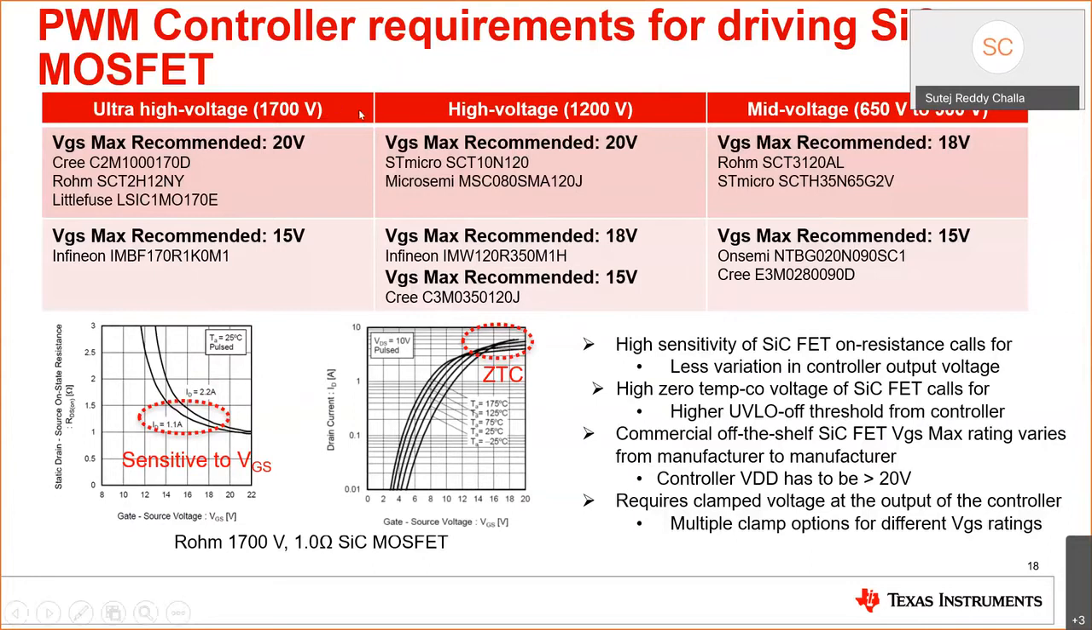Firstly, based on the available silicon carbide MOSFETs in the market, they can be categorized into mid voltage, high voltage, and ultra high voltage silicon carbide MOSFETs. For all of these three different VDS rated silicon carbide MOSFETs, the gate voltage requirements are also different from vendor to vendor. Say for 1700 volt silicon carbide MOSFETs, there are 20 volt VGS gate voltage requirements from different vendors, and a 15 volt gate voltage requirement from Infineon here.